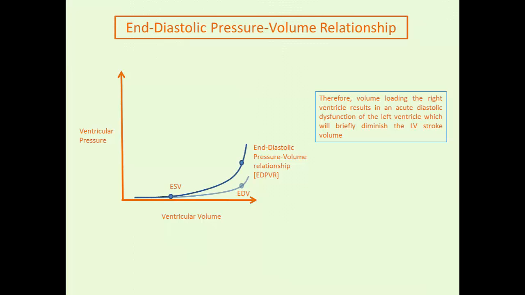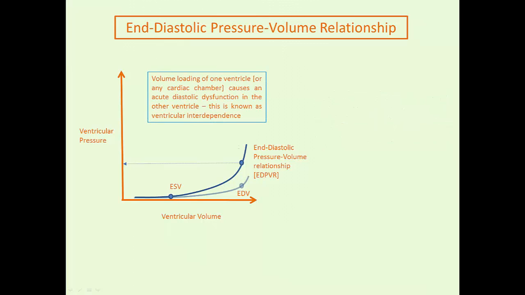the LV stroke volume. So if you were to suddenly volume load the RV, if this is your left ventricular end-diastolic pressure and volume relationship, you get this acute diastolic dysfunction of the LV. So if you were to fill to the same volume, you'd have a higher pressure. And what really happens is this dynamic change in compliance during RV filling tends to diminish your end-diastolic volume for the left ventricle. And that's what I've just said.